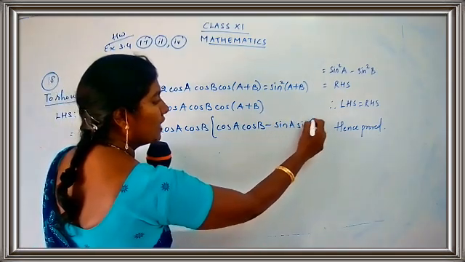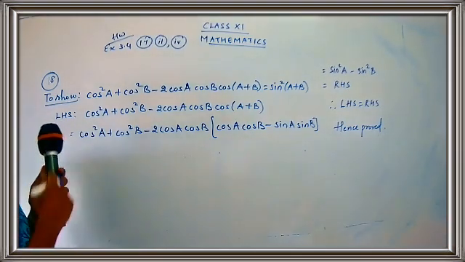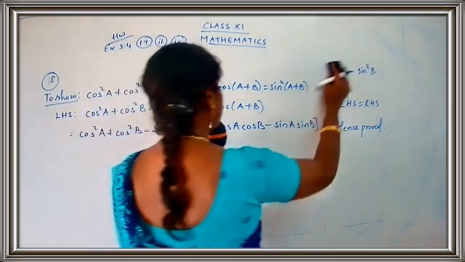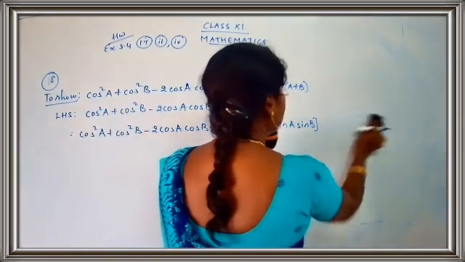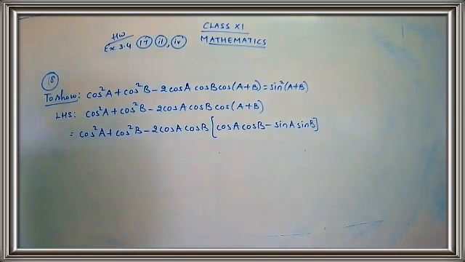That's why I have told you that you should be thorough with the identities. If you're thorough with the identities, you can apply the identity directly. Yes, children. So what is cos of A plus B? It's cos A cos B minus sin A sin B. So you get cos square A plus cos square B minus 2 cos A cos B, minus, that is 2 cos A cos B. In the bracket you have to write the identity, that is cos A cos B minus sin A sin B.